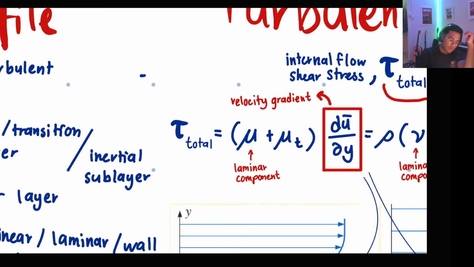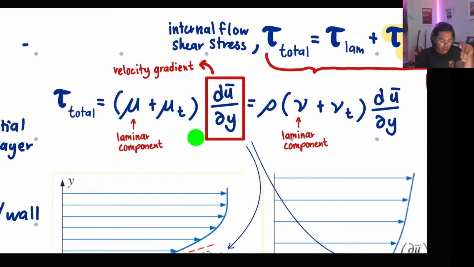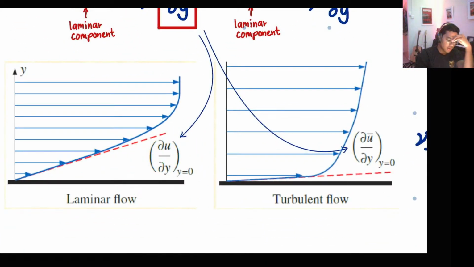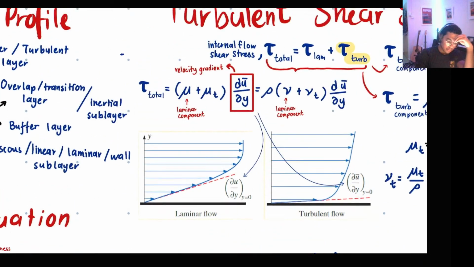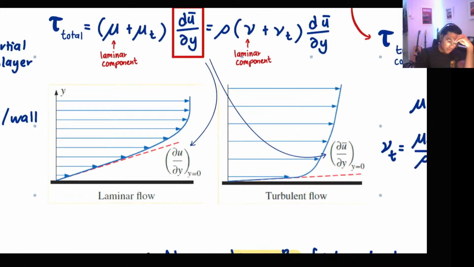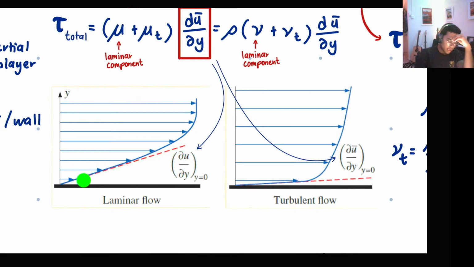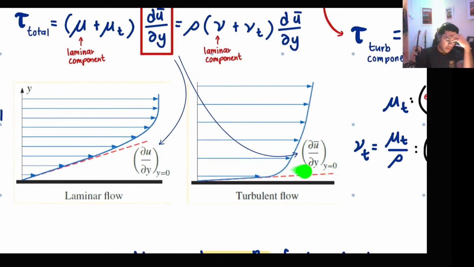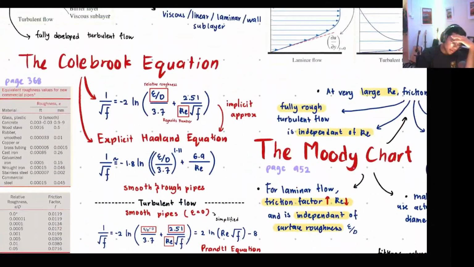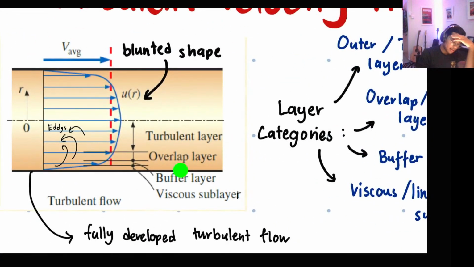We need to add both components, and both of them also have the velocity gradient. This is called the velocity gradient. As you can see here, the velocity gradient for the laminar flow is higher than for the turbulent flow. You know why? Because of this.